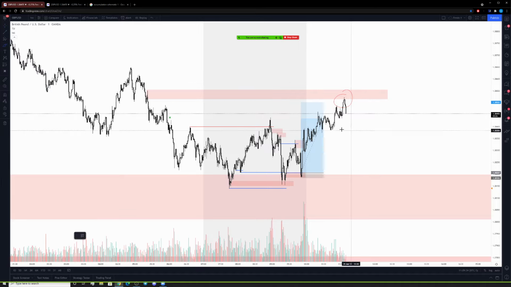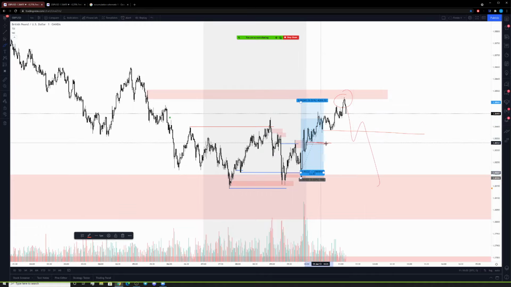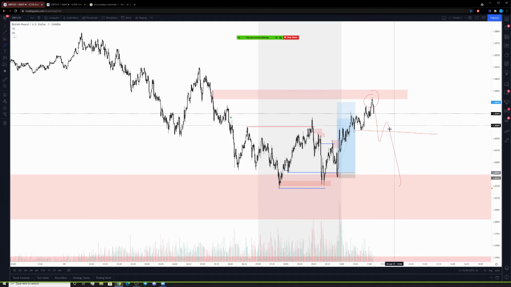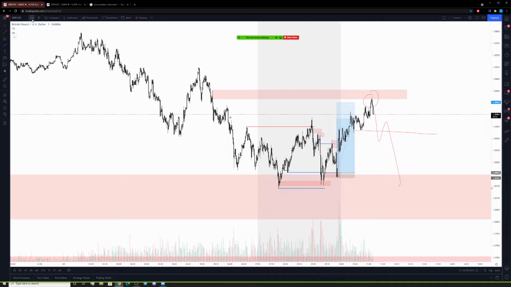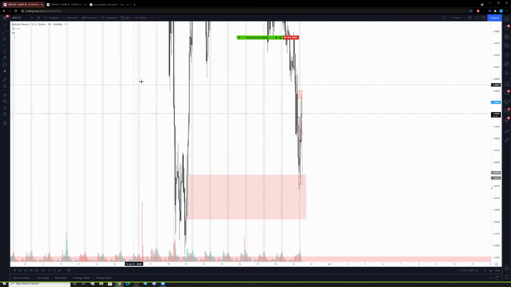So, in my opinion, if we break this low, the idea is invalid, right? So I actually have stops somewhere around here. And from there, we'll see where this goes. Either we're going to catch a really nice reversal or we're not, either or.